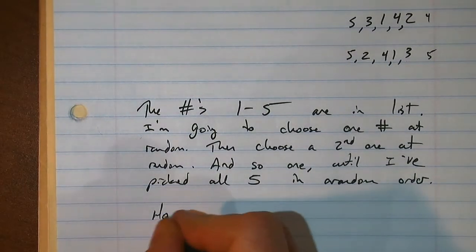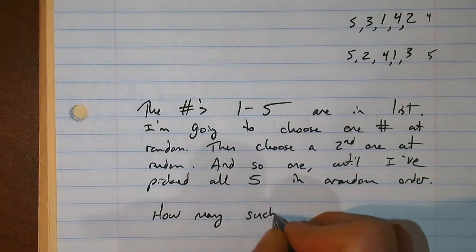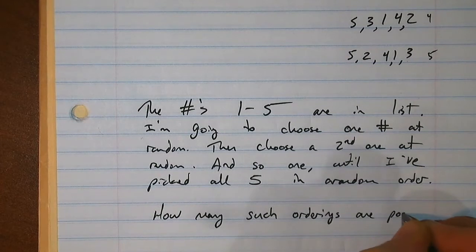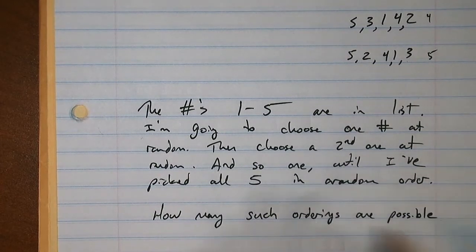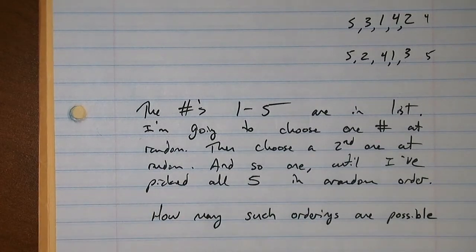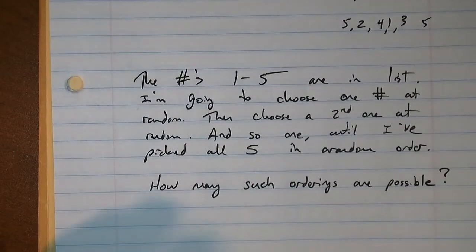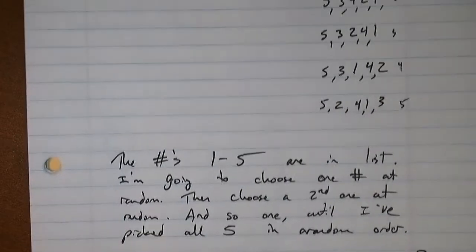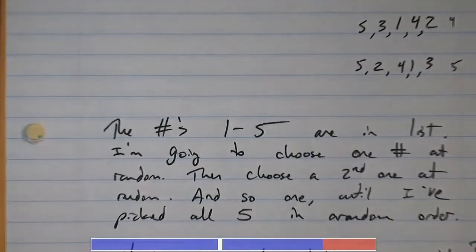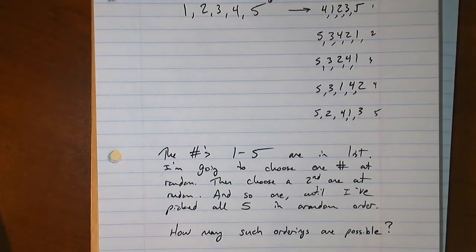So our question is, how many such orderings are possible? If I'm going to create an order in such a way as this, how many orderings are possible? That's my question. I say this is a fundamental counting principle question. Think about when we did fundamental counting principle in the last video, and the way we approached these problems. Maybe pause the video real quick and give this a try and see what you come up with.